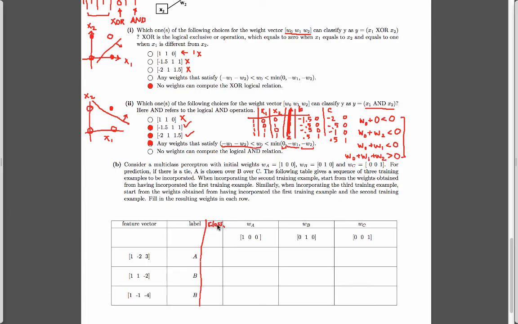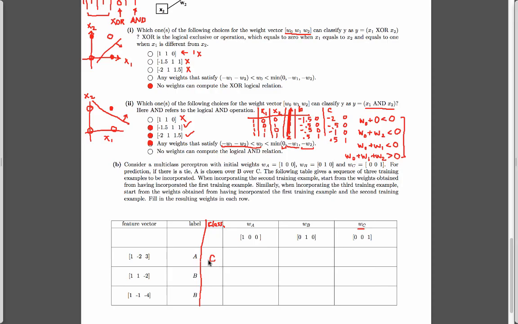And the way you run classification for the multiclass perceptron is you take the dot product between the weight vector and the feature vector and pick the one that's highest. So if we do that for this first example, we will get a value of 1 here, a value of -2 here, and a value of 3 here, just by taking the dot product of each. And so the result is that WC will be the highest. So the classified label is C. And therefore, because A is different than C, we need to update our weight vectors.